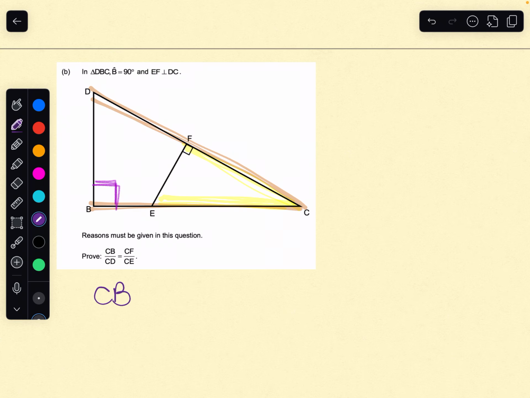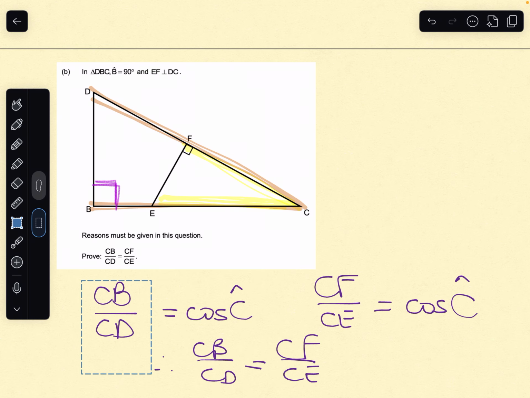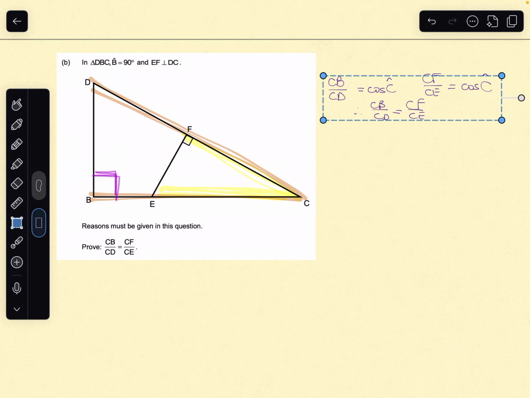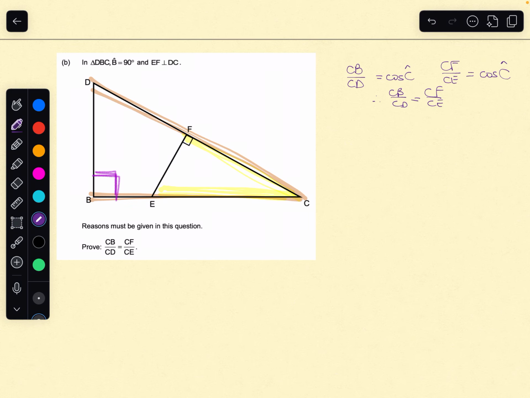So you could literally just say CB over CD is equal to cos C, and similarly CF over CE is also equal to cos of C, because both of these triangles are right angled. They've told us that, so we can use SOHCAHTOA. And so therefore CB over CD is equal to CF over CE. So hey, that's one way you could prove it, and there aren't really reasons you can give. I mean, yeah, the reasons are baked into the explanation. But anyway, let's do it the similarity way.